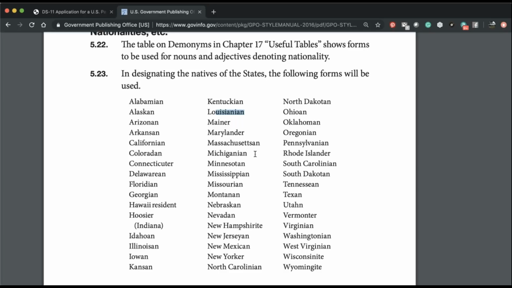Massachusetts, Michiganian, Minnesotanian. I'm saying that wrong. Minnesotan. Do y'all realize if you look up these names and how they got it, a lot of these names are actual tribal names of indigenous people? If you go back and study these names.